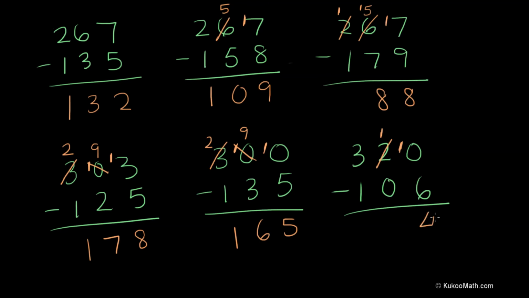That's equal to 4. 1 minus 0 is equal to 1. 3 minus 1 is equal to 2. So now we know that 320 minus 106 is equal to 214. That's how to subtract 3-digit numbers.